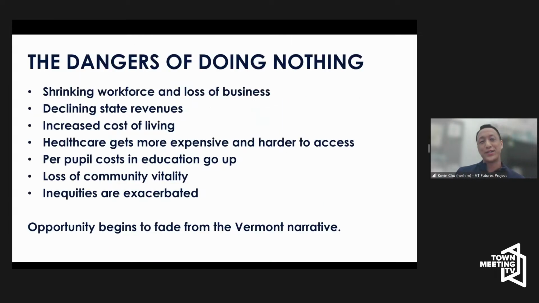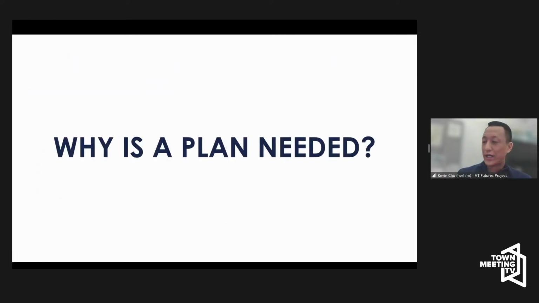So what are some of those dangers? Dangers of doing nothing means a shrinking workforce, loss of business, declining state revenues, increased cost of living. Healthcare is going to get harder to access and more expensive. I know education's a hot topic right now. It'll continue to be as we move forward. But again, what I fear is that opportunity itself begins to fade from the Vermont narrative. So why is an economic action plan needed?